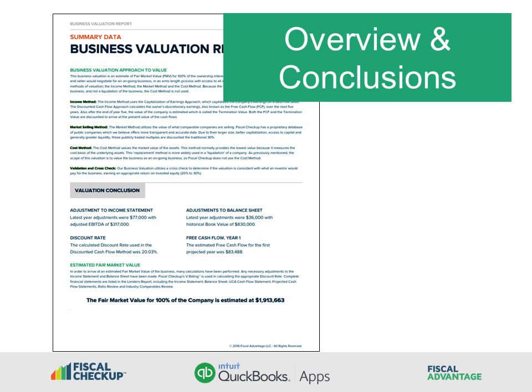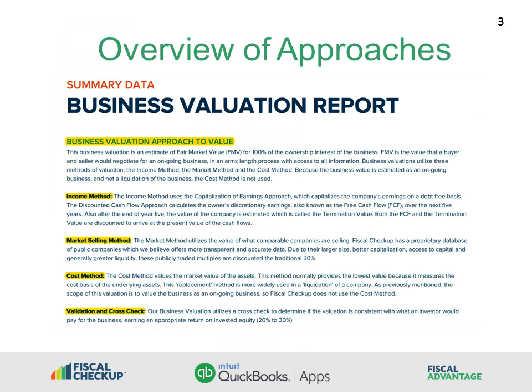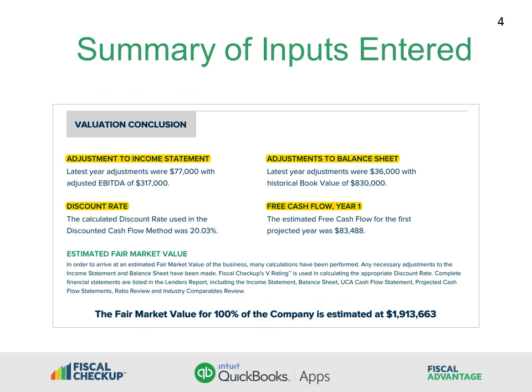The first page starts with an overview of the methods and some conclusions. The first section summarizes the primary approaches to determine the value of a company, including the process to validate and cross-check the value that has been estimated. The bottom half of the page first summarizes the 4 critical inputs needed in order to calculate the value of the business. Then it shows the estimated fair market value calculated by the software.